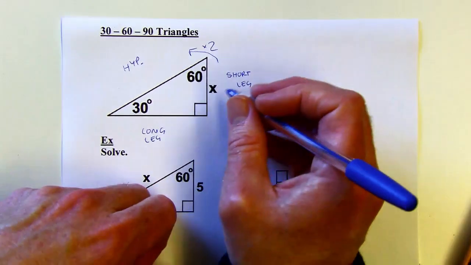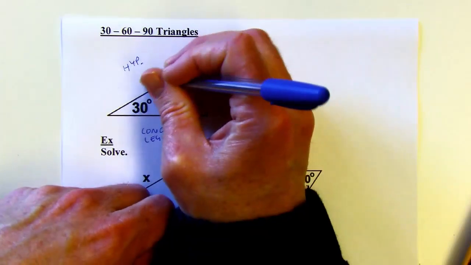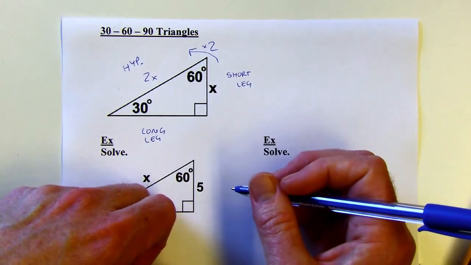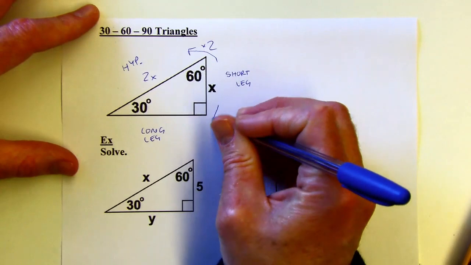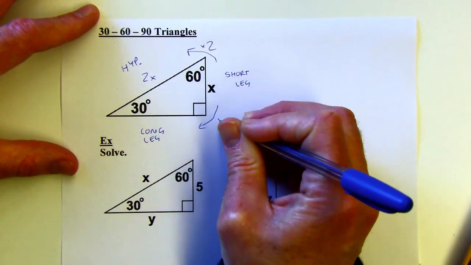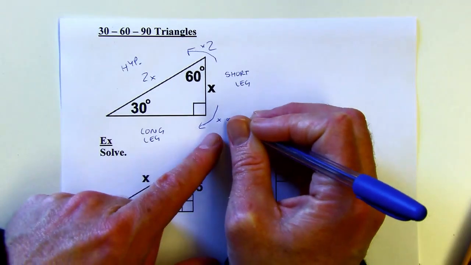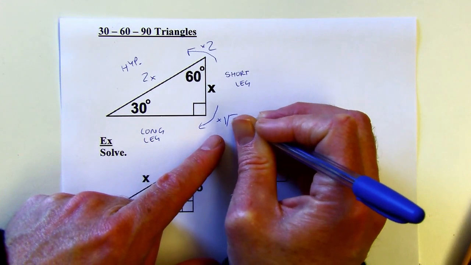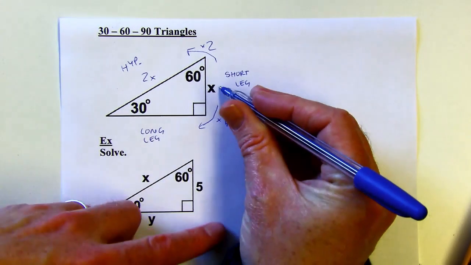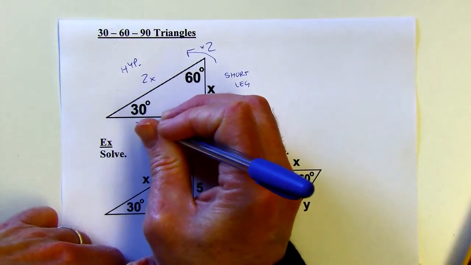You can double the short leg. So if my short leg is x, then the hypotenuse would be 2x. Okay? If you have the short leg and you want the long leg, it's getting bigger, so we're multiplying again. Here we're going to multiply by the square root of 3. So if this is x, the long leg would be x root 3.